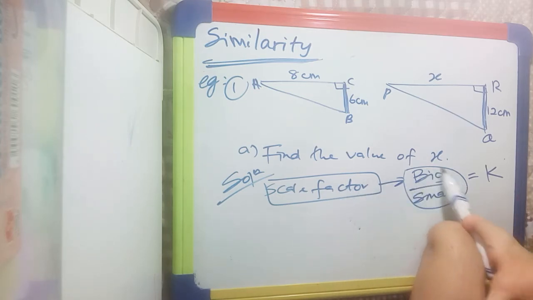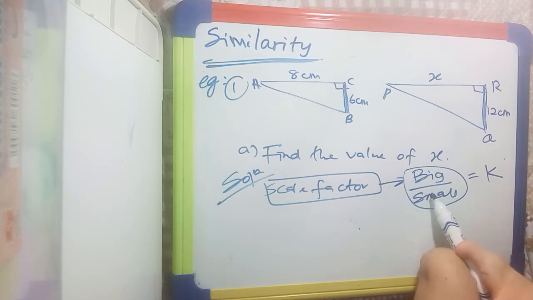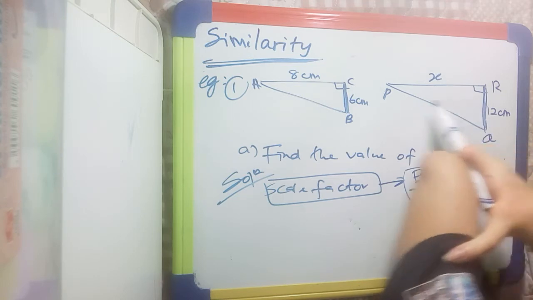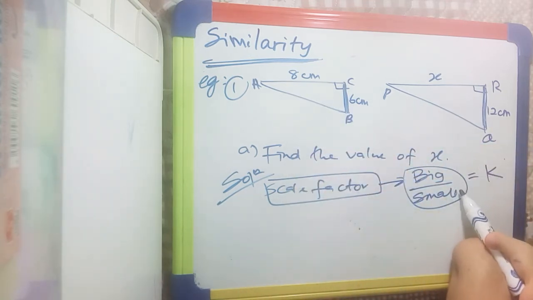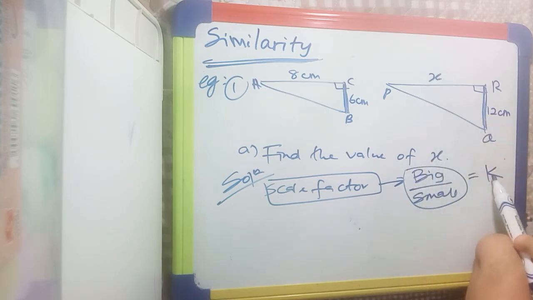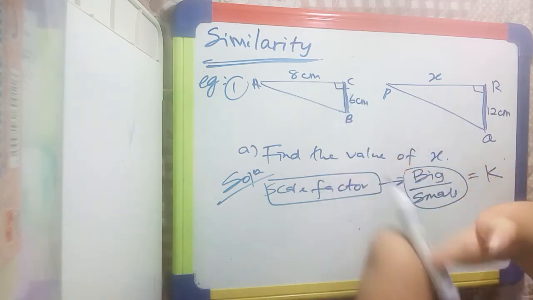I will apply this thing, something big over small. Okay, what does it mean by this big over small? Look at the triangles. Obviously, triangle PQR is bigger than triangle ABC. So, before I find the value of X, I need to know the scale factor from the length of RQ and the length of CB.